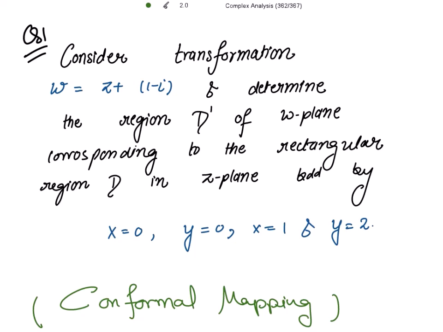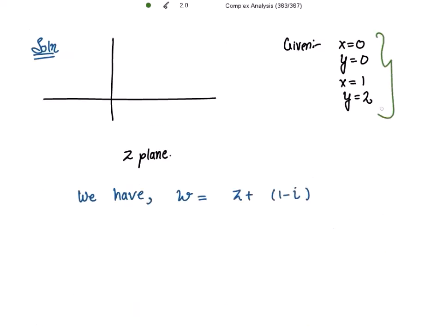Consider the transformation W equal to Z plus 1 minus iota and determine the region D dash of W plane corresponding to the rectangular region D in the Z plane bounded by x equal to 0, y equal to 0, x equal to 1 and y equal to 2. So we need to find the region D dash in W plane corresponding to the region D which is bounded by these lines, right? So these are the given lines.